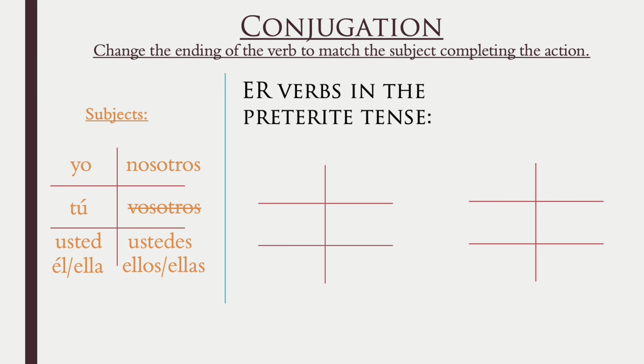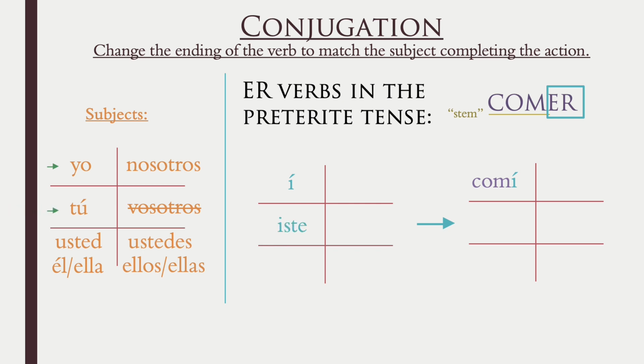Okay, now we're going to talk about ER verbs in the preterite tense. So again, our subjects are just right over there, and we're going to use that as kind of a key to know where the endings go and who we're talking about. Let's take the verb comer, which is to eat. Remember that this is our stem. This is our ending. So if I want to say yo, in ER verbs in the preterite tense, the ending is í, an i with an accent on it. So I end up with comí. I ate.